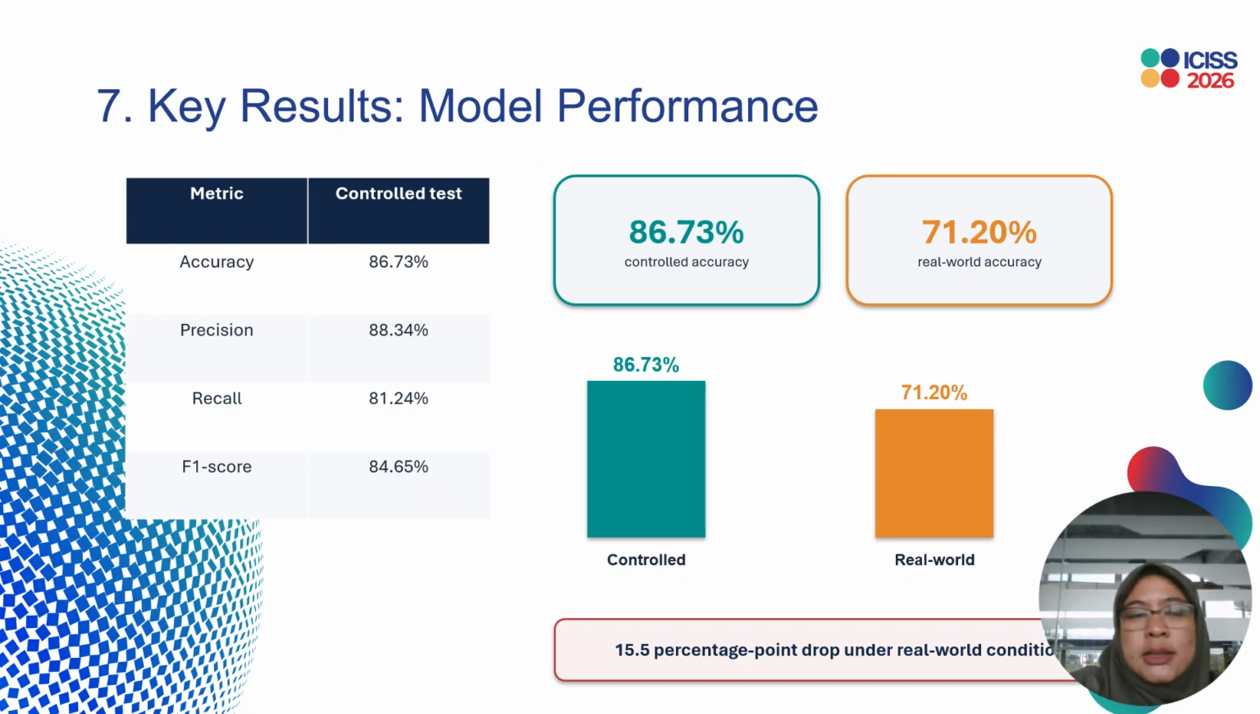Now let us look at the key results. Under controlled testing conditions, the model achieved 86.73% accuracy with 88.34% precision, 81.24% recall, and 84.65% for F1 score. However, in the real-world test, accuracy decreased to 71.20%. This represents a 15.5 percentage point drop. These results show that the model performs well under controlled conditions, but real-world factors such as lighting, camera quality, and background complexity remain important challenges.